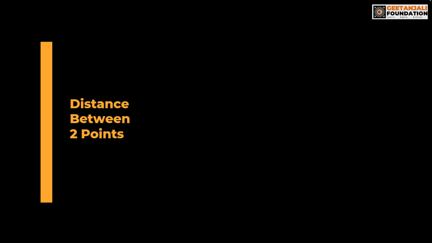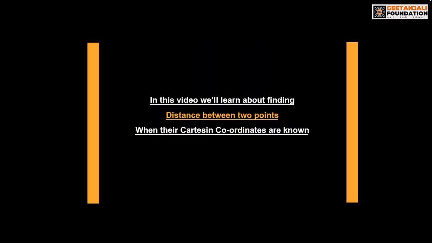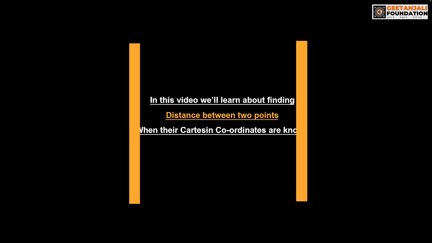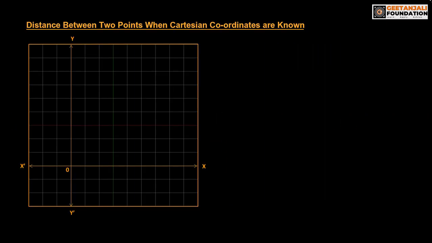And welcome. Today we are going to learn about distance between 2 points when their Cartesian coordinates are given. So let's begin. So this is our coordinate plane. Let's say there are 2 points P and Q. Coordinates of P are x1, y1 and coordinates of Q are x2, y2. Now we have to find distance between these 2 points PQ. That means we have to find length of PQ.